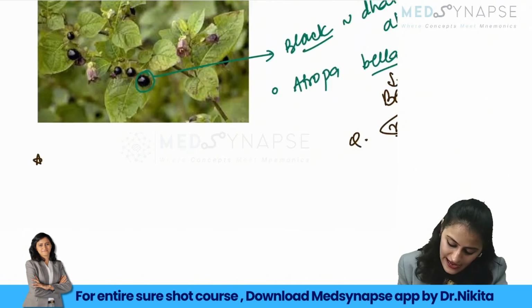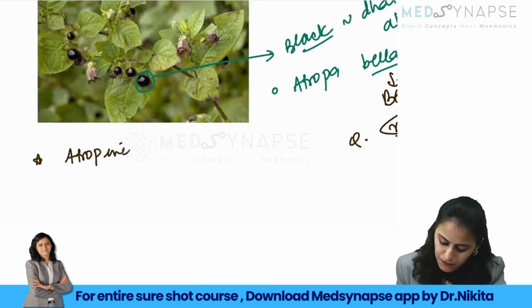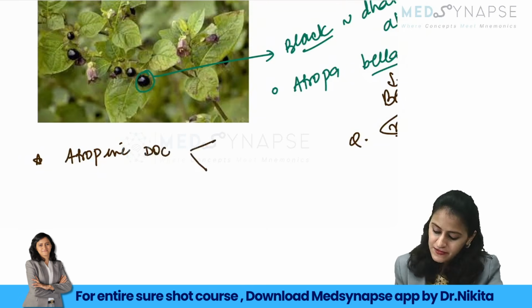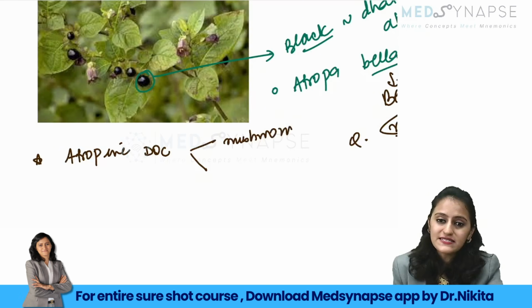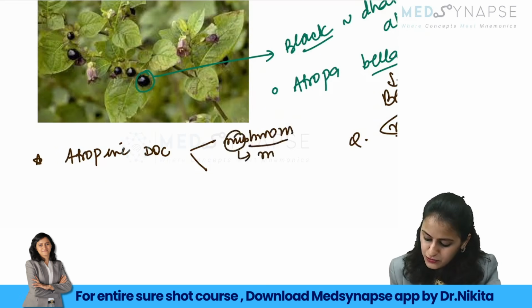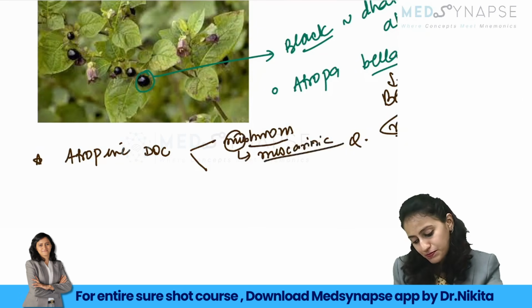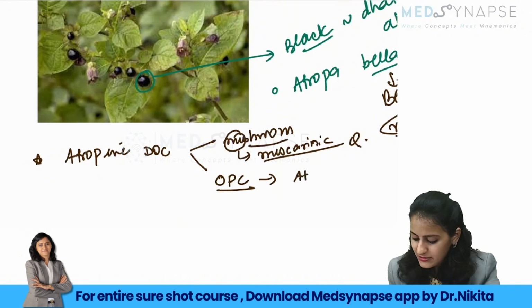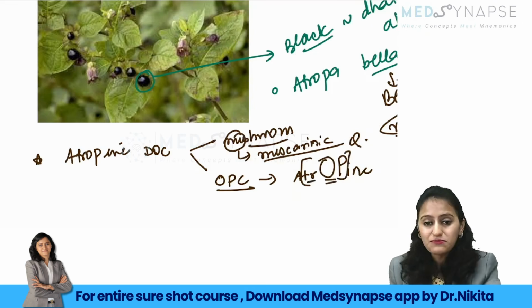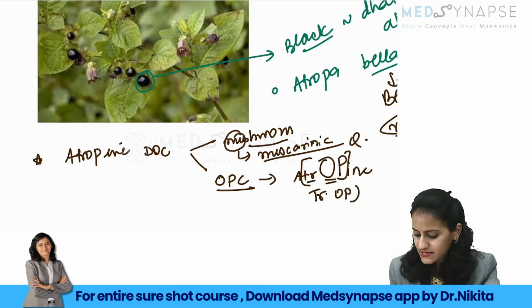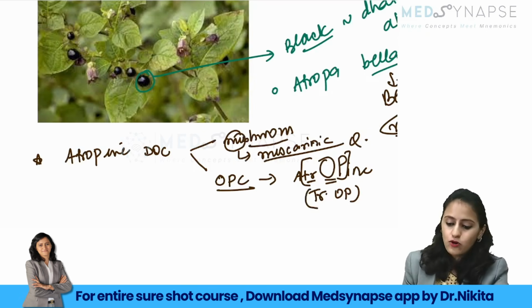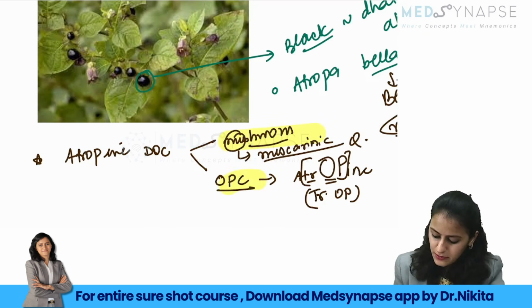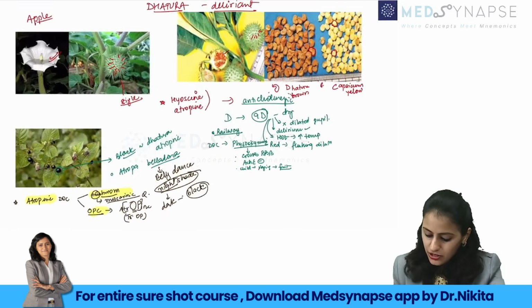And the other way around, if I ask you that atropine is the drug of choice for which poisoning? Remember, for mushroom poisoning it is used. You can remember, mushroom has muscarinic symptoms, so to block that, we give atropine. And the other one is OPC poisoning. The treatment of OPC is atropine. Okay, so in OPC poisoning and mushroom poisoning, we give atropine, right? So remember, that's for Datura.